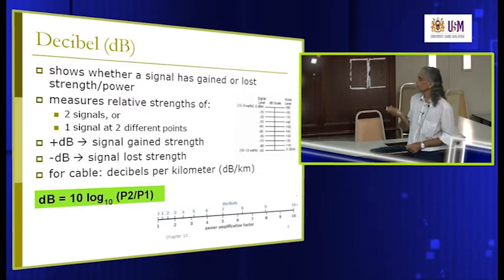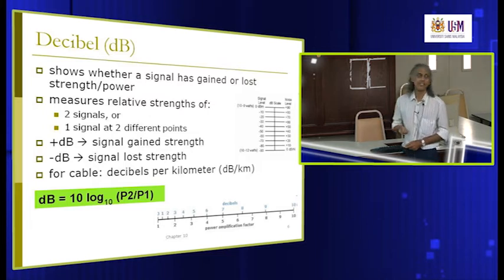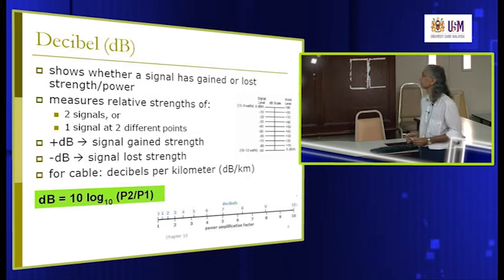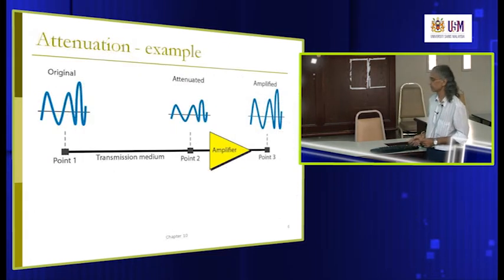So to calculate decibels, this is the formula: 10 log10 of P2 over P1, where P2 is the new value and P1 is the old value of the signal. We take the logarithm and multiply by 10, and that's the value in decibels. So that's what we compare in the formula.